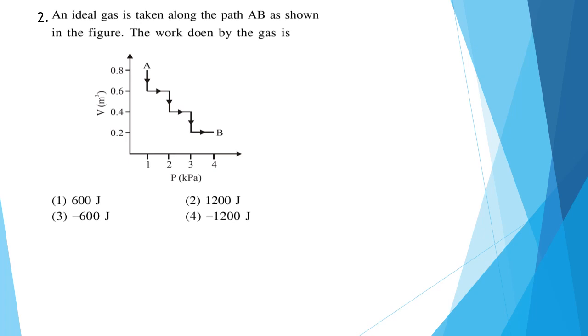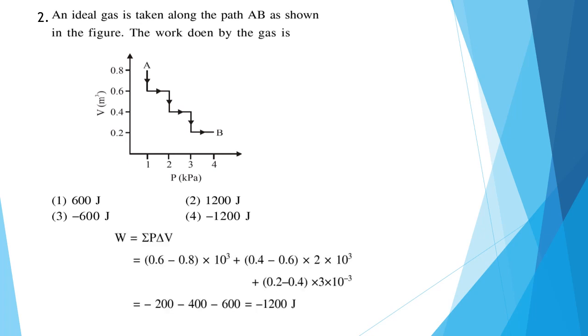Question 2. An ideal gas is taken along the path AB as shown in the figure. The work done by the gas is. Now you know that the formula for work done is P delta V. So we will add all the P delta V's in this case, and when you solve this you get minus 1200 joules. So the correct answer will be option 4.